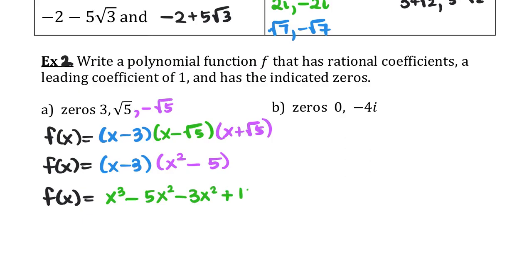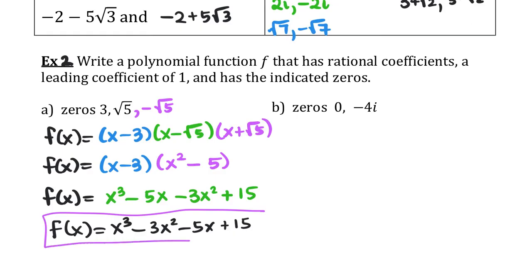minus, no, plus 15. Hold on, that doesn't look right, does it? X cubed minus 5x, so I messed up there. It should have just been 5x. Okay, let me check. Minus 3x squared, positive 15. Okay, this looks good, but I am going to rewrite it in standard form. X cubed minus 3x squared minus 5x and positive 15. Okay, and this does have a leading coefficient of 1, and it has all rational coefficients.